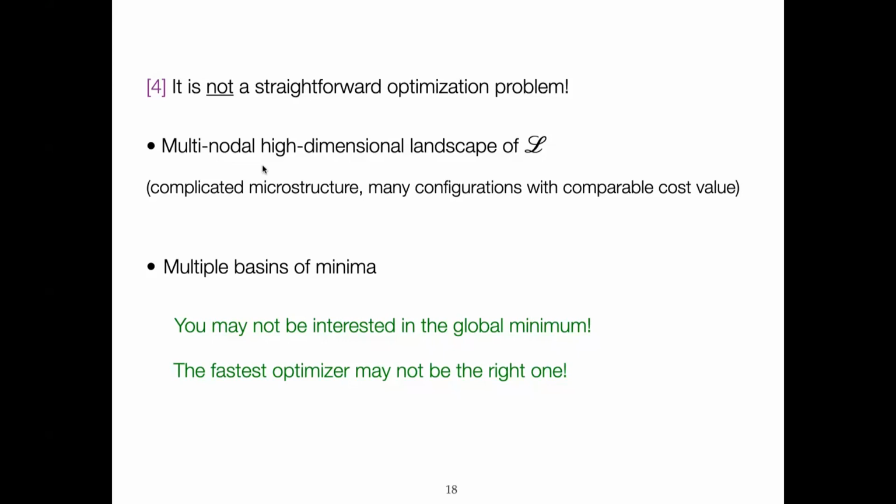Also, if you look at this landscape in generic situations, you have multiple basins of minima. So you have this glassy behavior, and then there may be a basin here, a basin there, and they have different costs. But you may not be interested in the global minimum. Both of them may be equally good approximations of different physical theories. So if you're interested in the spirit of solve my CFT, if you're interested in a particular one, you care about one of these minima and not the global minimum. And that means that the fastest optimizer, for example stochastic gradient descent or whatever you use in machine learning, may not be the right optimization tool here.